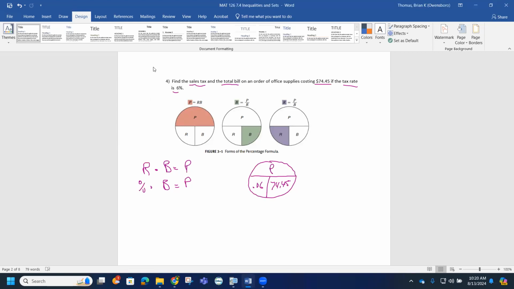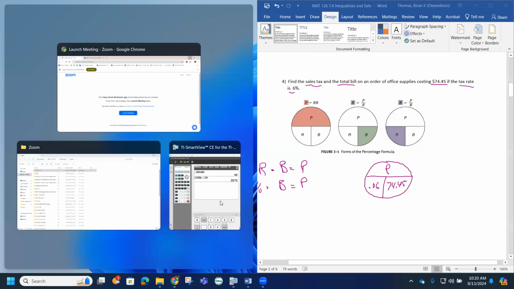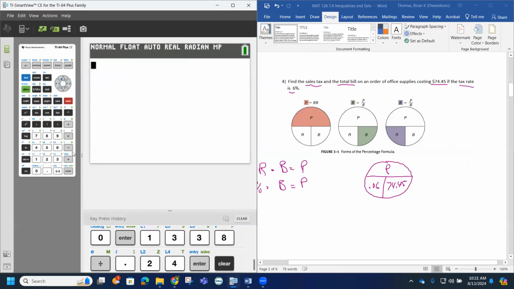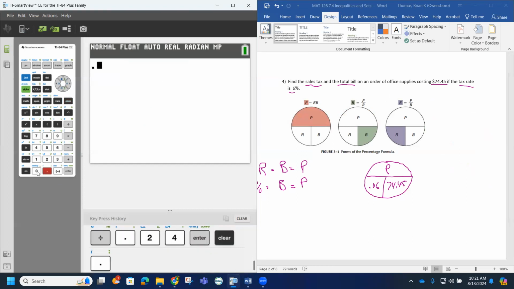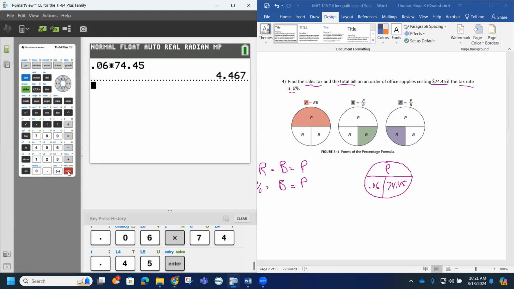So using my calculator, we can go 6 cents on the dollar, 0.06, times $74.45. And that should tell us our tax. If we round to the nearest penny, that's where the 6 is, that 7 would say round up to 47 cents. So our tax is going to be $4.47.